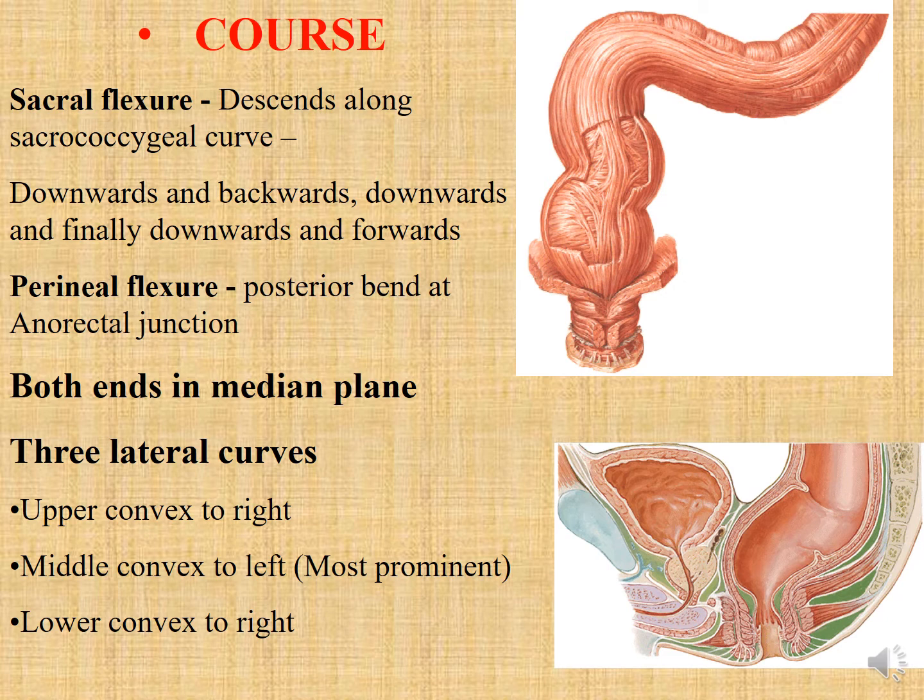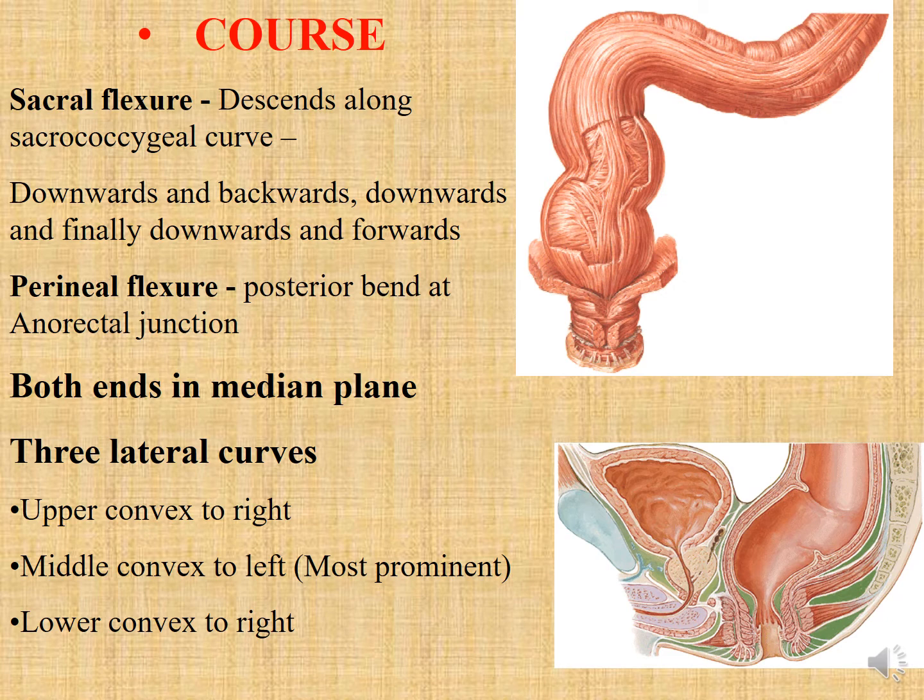The anteroposterior curvature is known as the sacral flexure, whereas the perineal flexure of the rectum, which is the second flexure, is the backward bend at the anorectal junction. And this anorectal junction is maintained by certain fibers of levator ani, which are known as the puborectal sling, which is helpful in maintaining the continence of the rectum. This is known as rectal continence.